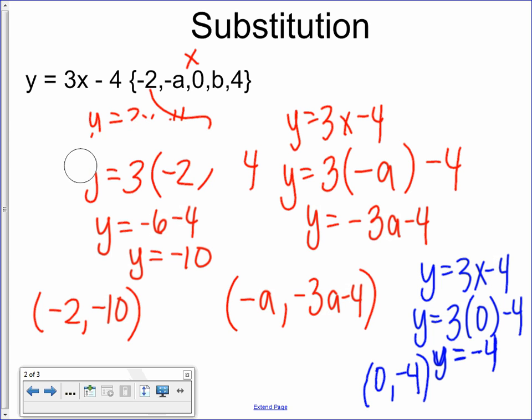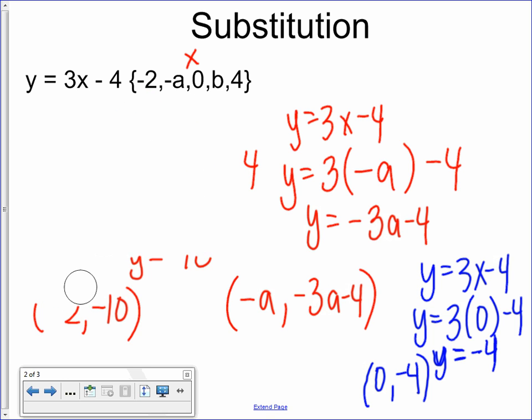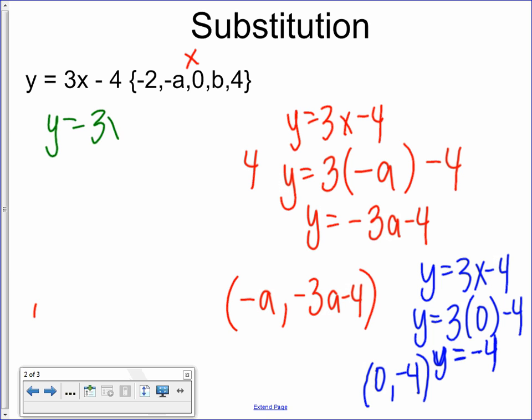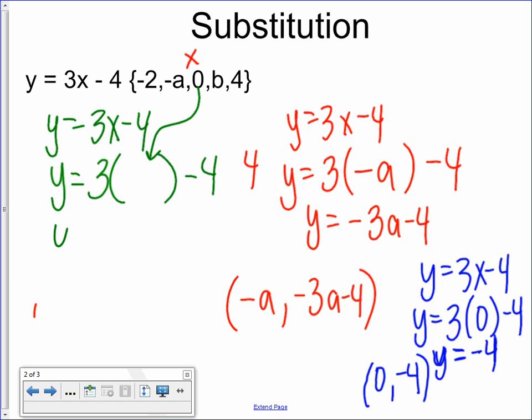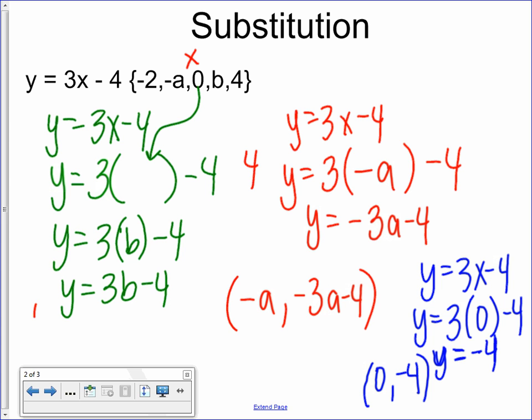Okay, now I'm going to come back over here, and I'm going to erase this so that I can do the last bit. My next domain value, or x value, is b. So again, starting with what I'm given, I'm substituting the given value into my hole. Y equals 3 times b, minus 4. 3 times b is 3b minus 4. Again, I write my result as an ordered pair. The x value was b, the y value was 3b minus 4.